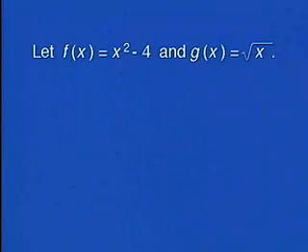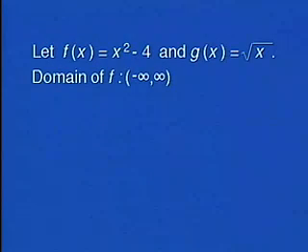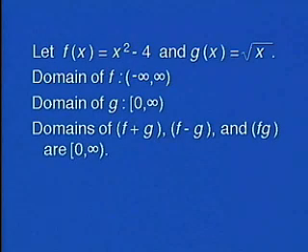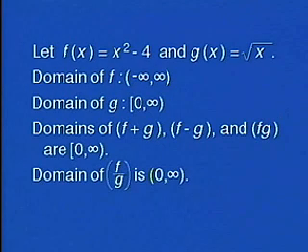Now let's summarize our discussion about domains. Suppose we have f of x equal x squared minus 4 and g of x equals the square root of x. The domain of f is all real numbers. The domain of g was from 0 to infinity, including 0. The domains then of f plus g, f minus g, f times g are all from 0 to infinity, including 0. The domain of f divided by g is from 0 to infinity and not including 0, because that will make the denominator equal to 0.